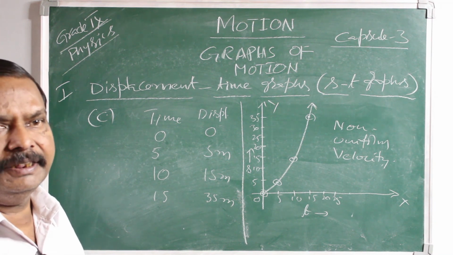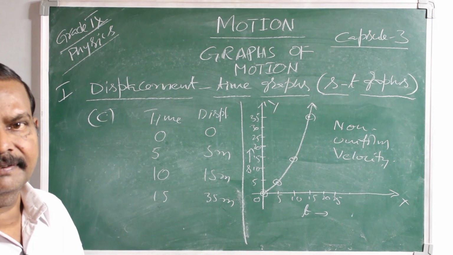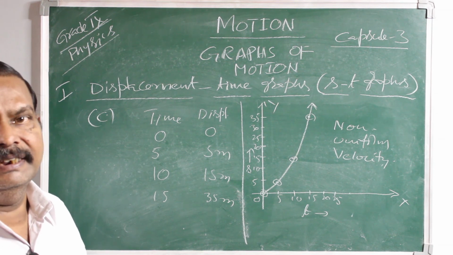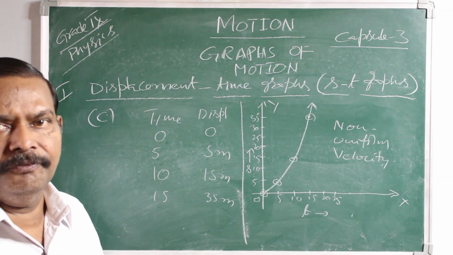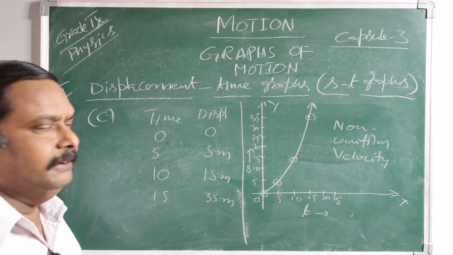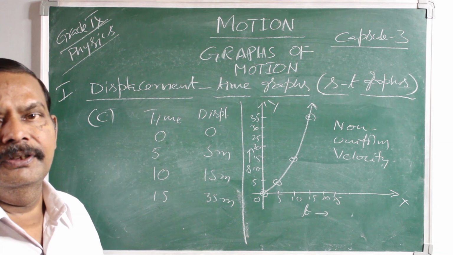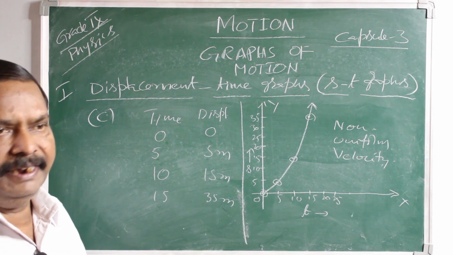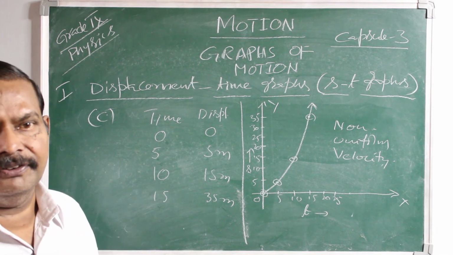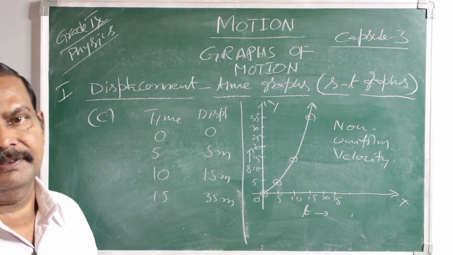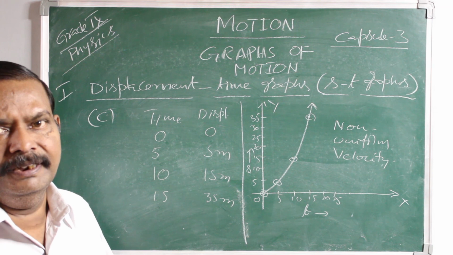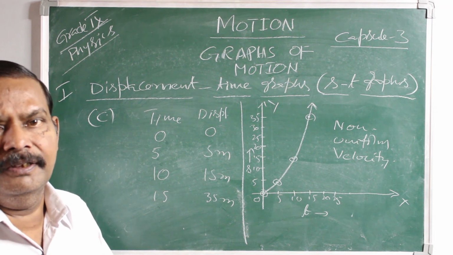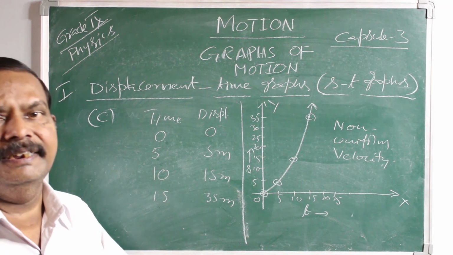So we have discussed three things: parallel to x-axis, body in the state of rest; straight line, the body is moving with uniform velocity; curved line, the body is moving with non-uniform velocity. These three are the different situations of displacement time graphs. And that's it for this capsule, displacement time graph. Next capsule will be velocity time graph. We will see in the next video.